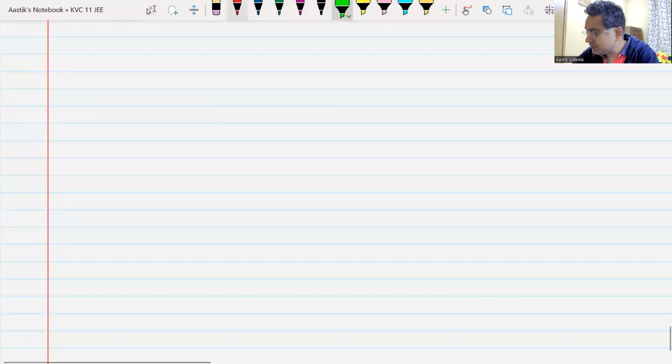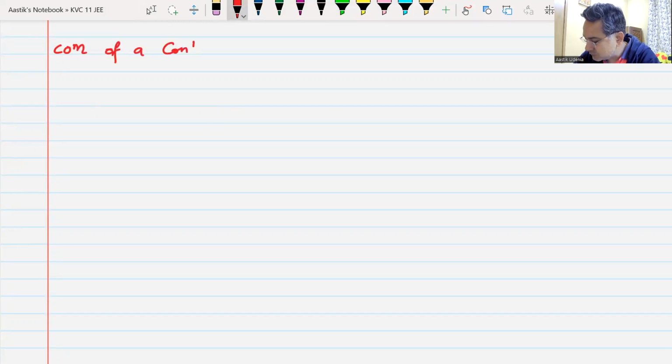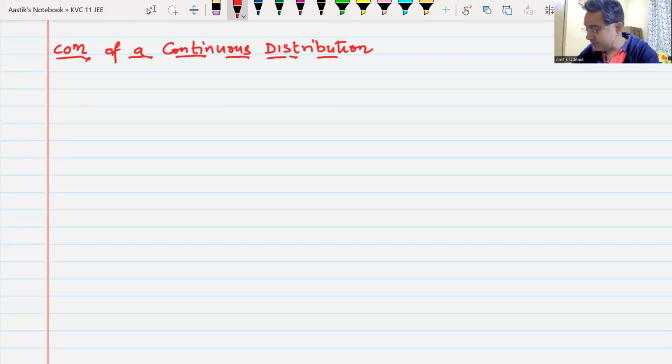So we write the heading, center of mass of a continuous distribution. The mass is distributed continuously. Now, how do you find the center of mass of such a body? You will have to break that body into smaller bodies, and then you will have to find out the center of mass of that smaller body. And instead of using the sign of addition, we'll be using the sign of integration. X dm, the integral, divided by integral of dm.